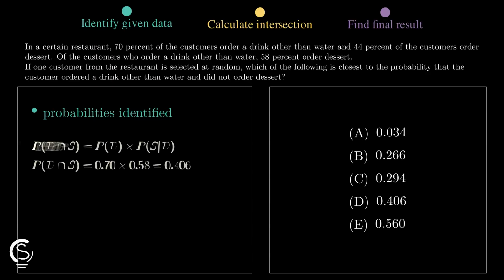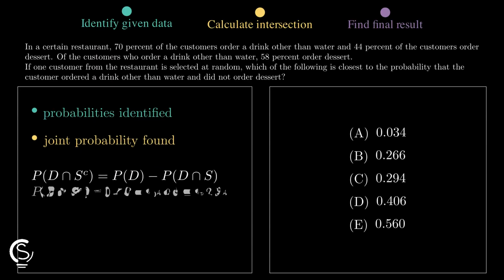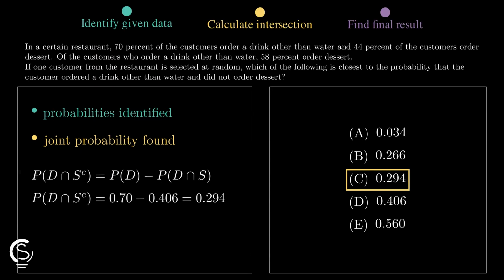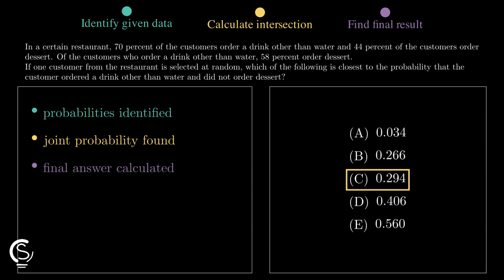Finally, subtract this joint probability from the total drink probability to find the chance of ordering a drink but not dessert, resulting in 0.294. Let's go!